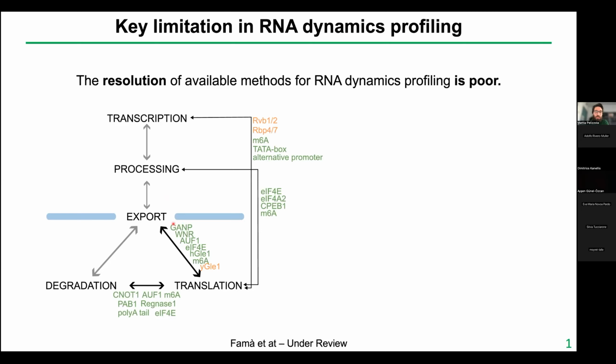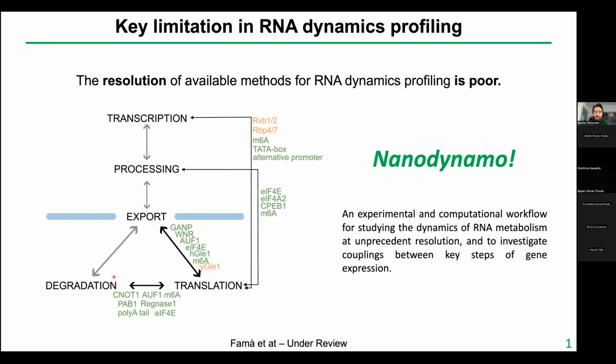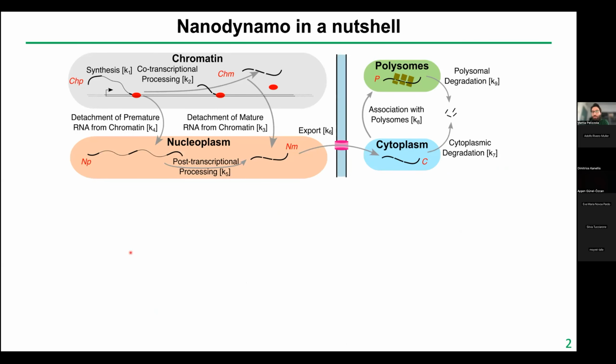For instance, in this cartoon, you see effectors that are already known to be involved in the coupling between translation and many other steps of gene expression, like transcription, processing, export, and degradation. So the idea with Nanodynamo was to implement this novel framework in order to investigate gene expression at higher resolution, and to study simultaneously the regulation of different steps of gene expression in order to reveal couplings. Okay, so now that the aim is clear, let's move on with a description of the framework.